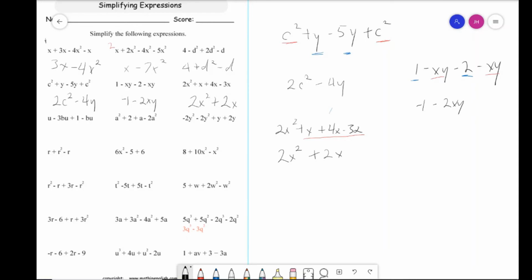The next one we have u minus 3bu plus 1 minus bu. Okay, the like terms, we have the bu as a variable. So whatever I did not underline, I cannot do anything about. So that will be u plus 1 because I can't do anything about the u, so it's the 1. Minus 3bu minus bu, altogether you're minusing 4bu.